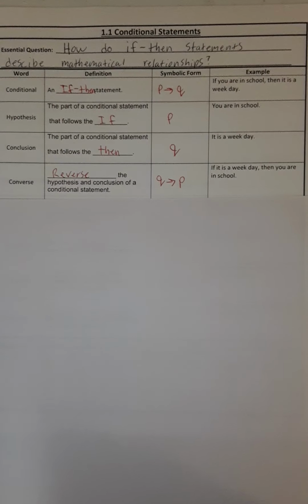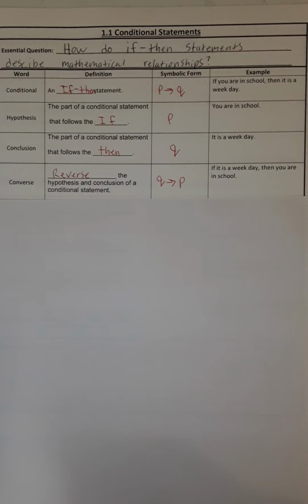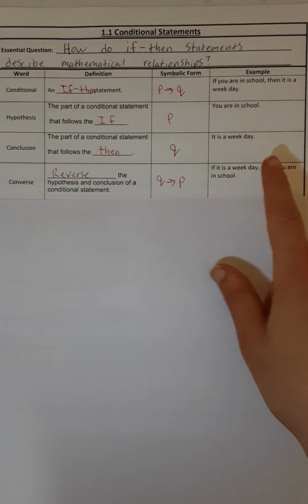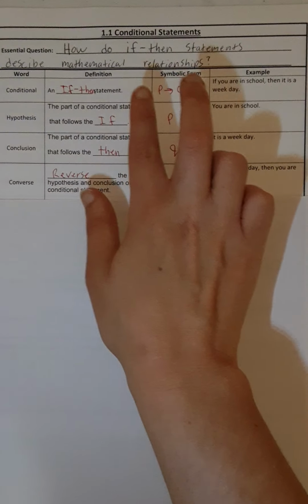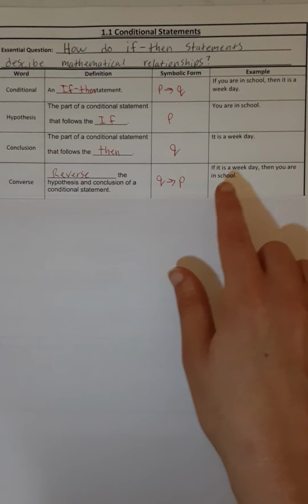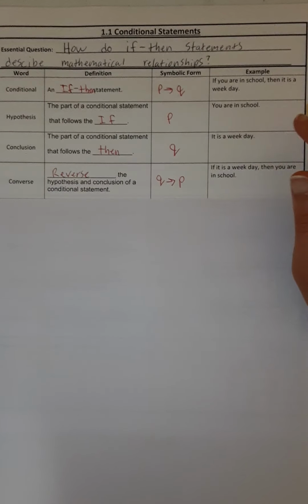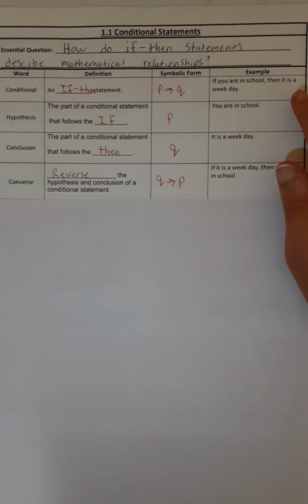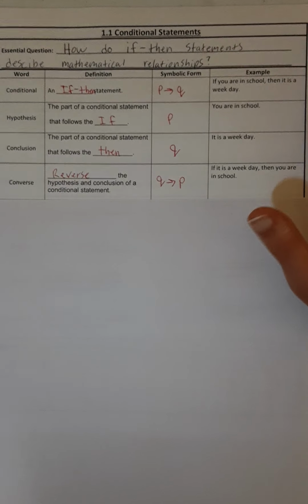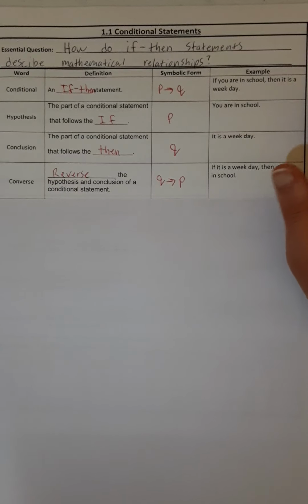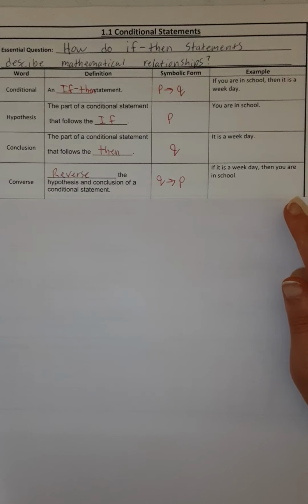The converse is a type of conditional statement, and it is the reverse of the hypothesis and the conclusion of a conditional statement. So if your original statement is, if you are in school, then it is a weekday, you flip those around, you switch P and Q, and you say, if it is a weekday, then you are in school. You'll notice that the conditional, if you are in school, then it is a weekday, is generally true if you don't think about extracurriculars, but just basic classes. But the reverse, the converse, is false.